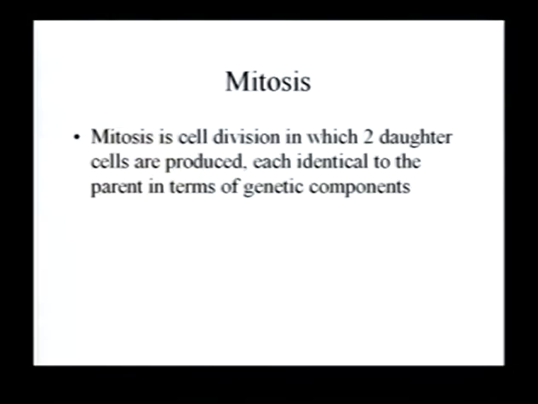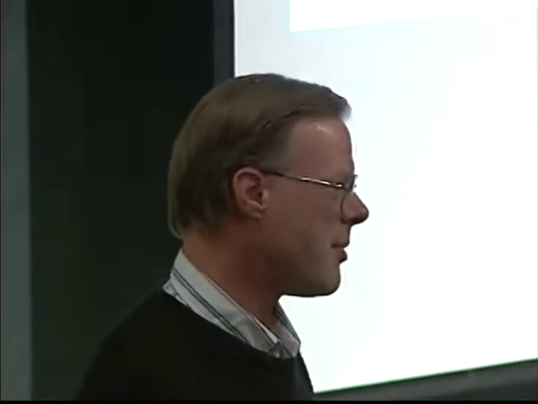Any questions on sort of the general information? What I want to do now is go into the details of mitosis, cell division to produce identical daughter cells. So two daughter cells are produced in mitosis. They have the same genetic material and same genetic component as the parent cell. They are identical to the parent cell. They're clones of the parent in a sense.